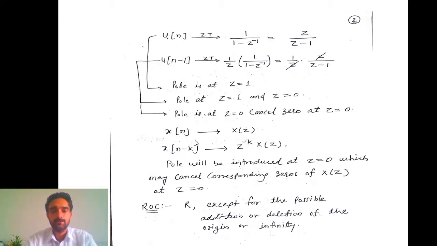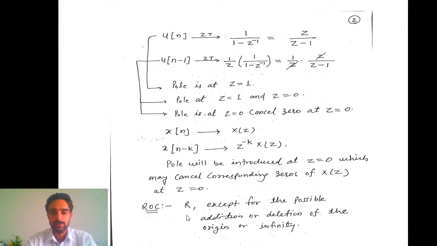So x of n has the z transform x of z, and x of n minus k has the z transform z to the power minus k x of z. So a pole will be introduced at z equal to 0 by this property, which may cancel corresponding zeros of x of z. Here the corresponding zero was at z equal to 0, and the new pole was at z equal to 0. So this pole and this zero will be cancelled out.